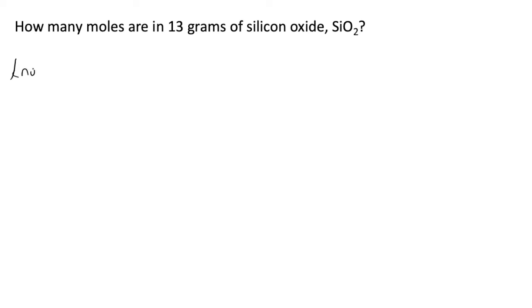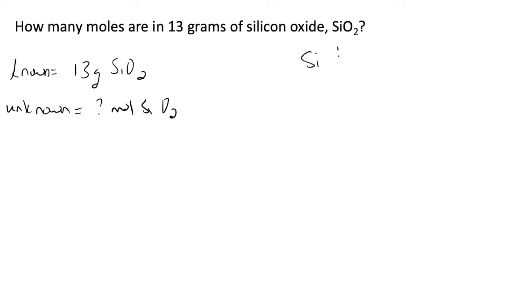We know that we have 13 grams of silicon oxide because that is what they gave to us. Our unknown, or what we're trying to find, is the number of moles that are in 13 grams of silicon oxide. So the next step I want to do is to find the molar mass of silicon oxide.